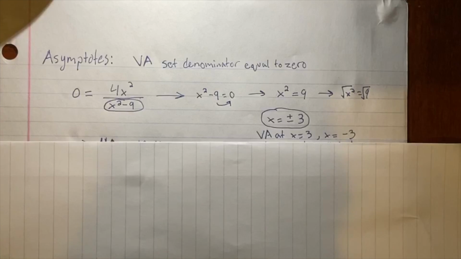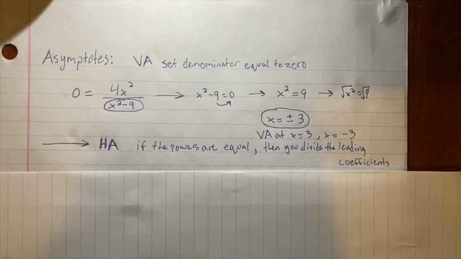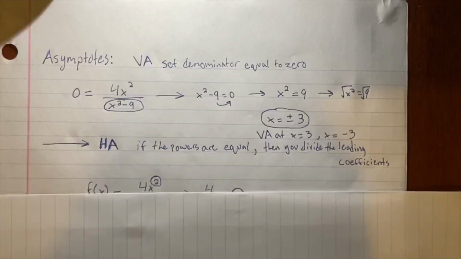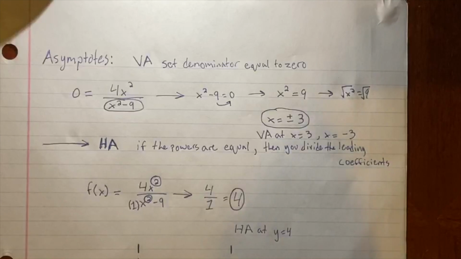Now if you think about the domain, that makes sense, because we already showed that the graph can't exist at 3 and negative 3. Now to find the horizontal asymptote is pretty easy on these two. And that's because if the powers are equal, and as you can see they are for 4x squared over x squared minus 9, you just have to divide the leading coefficients. So you take 4 over 1, which of course is just equal to 4. Now the next good step to take is just to draw in all of the asymptotes on a graph.